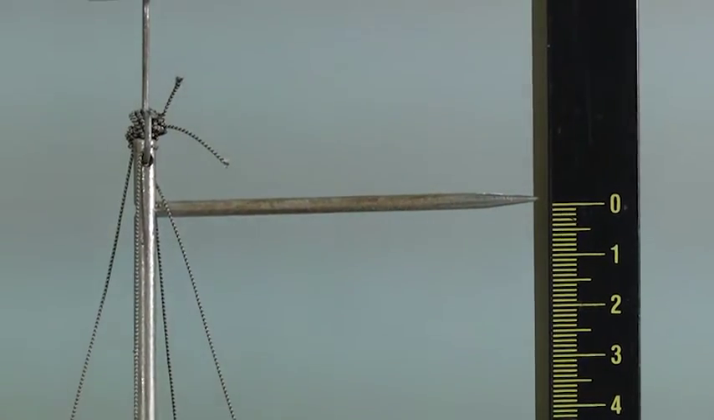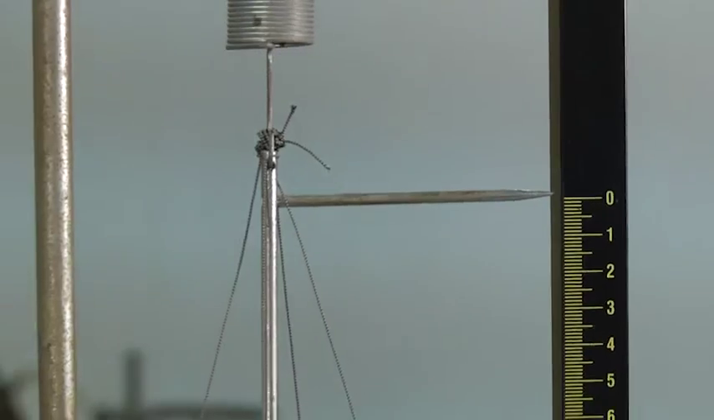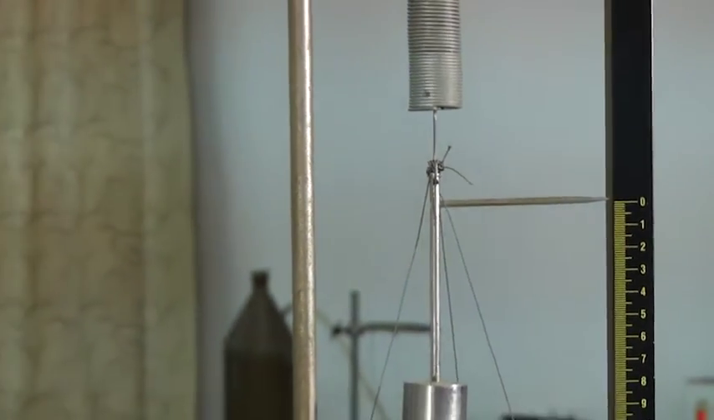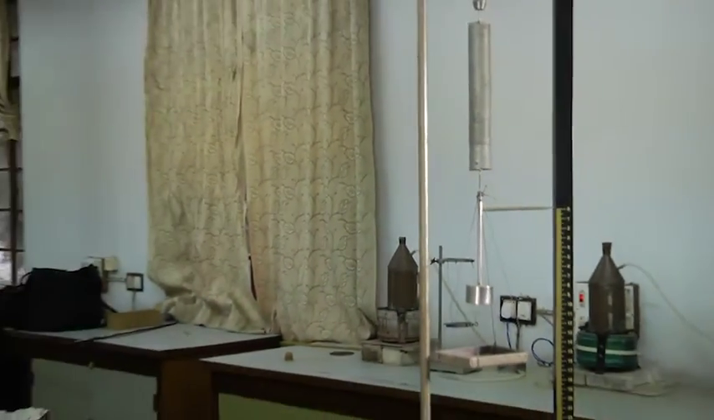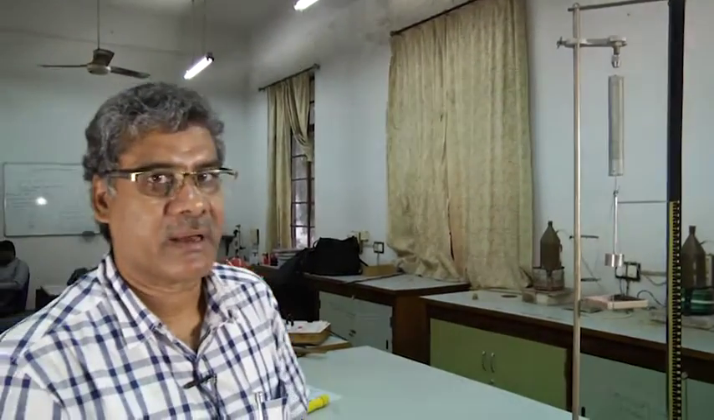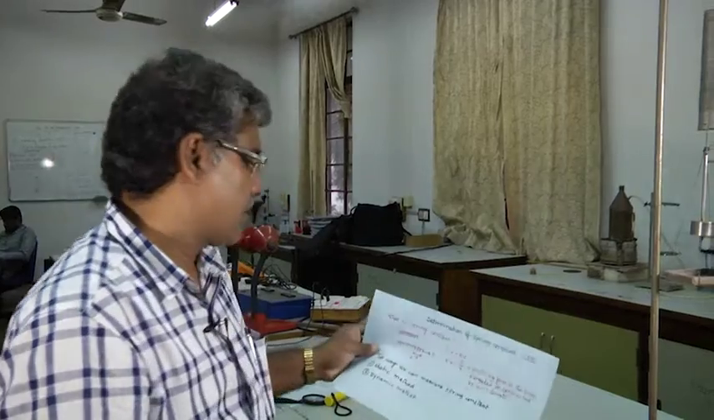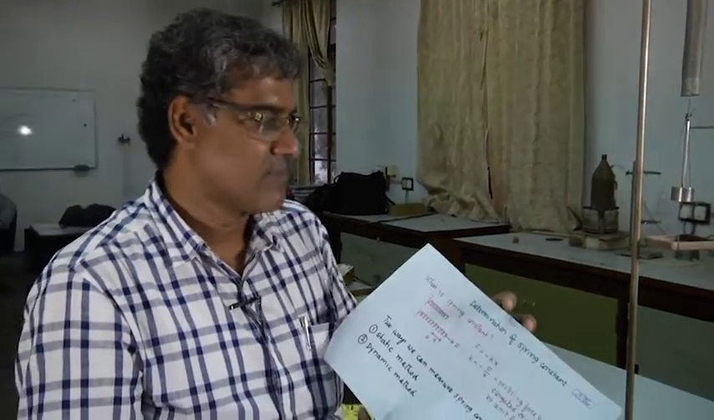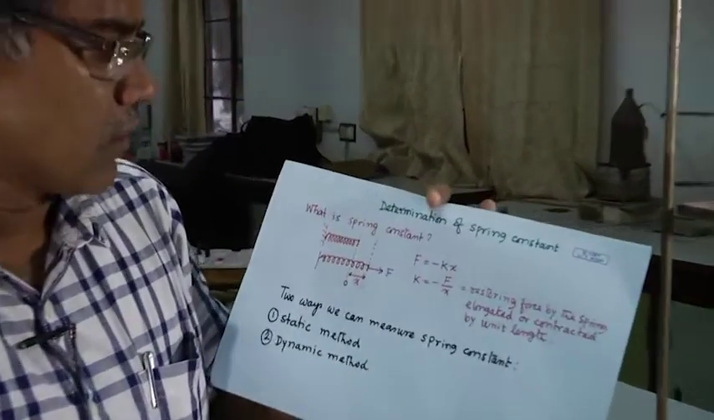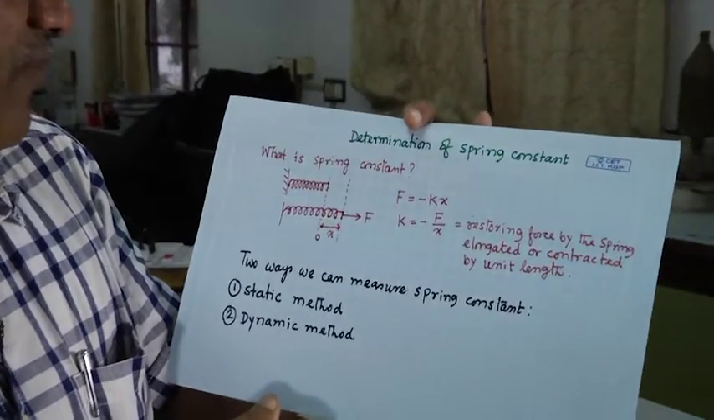As I discussed, there are two methods we use in the laboratory to find out the spring constant. One is the static method and the other is the dynamic method. So, what is the static method? The spring-mass system follows Hooke's law.